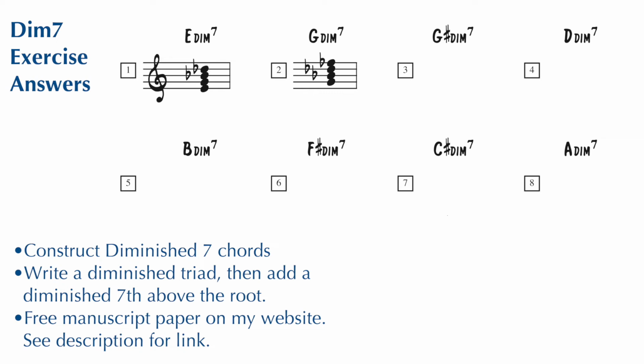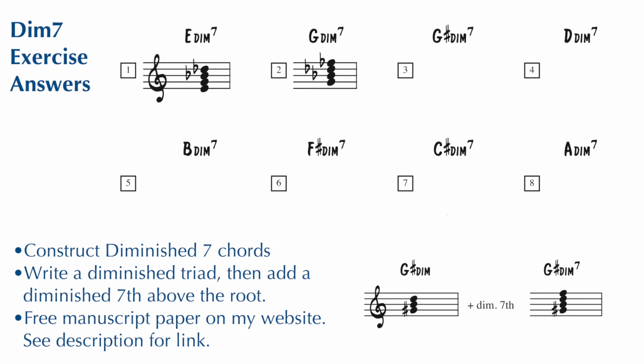Number 3, G sharp diminished 7. First, construct a G sharp diminished triad. That's going to be G sharp, B, and D. Next, we add a diminished 7 above the root. The root is G sharp. A minor 7th above the root would be F sharp. So a diminished 7 above the root is going to be F natural, or F. Stack them all up, you have G sharp, B, D, F. G sharp diminished 7.